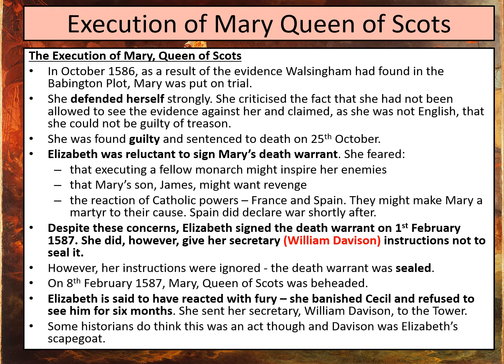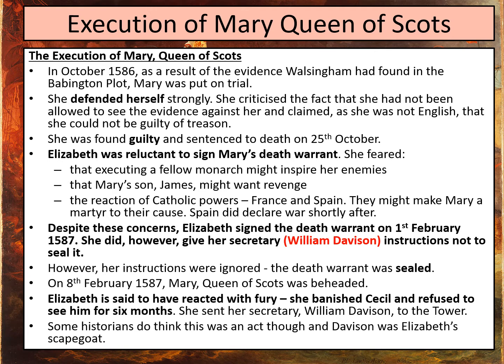So, the execution. Well, in October 1586, as a result of the evidence that Walsingham had found in the Babington plot, Mary was put on trial. Now, Walsingham had been absolutely determined to find some damning evidence on Mary since the Throckmorton plot in 1583, and he'd been looking and looking for that evidence and finally found it in 1586, where there was absolutely direct evidence that Mary herself, not just involved in plots and being mentioned in plots and being the figurehead of plots, but that Mary herself was directly involved, and that the letters that she was writing to other plotters clearly showed that she wanted Elizabeth dead and wanted herself on the throne.